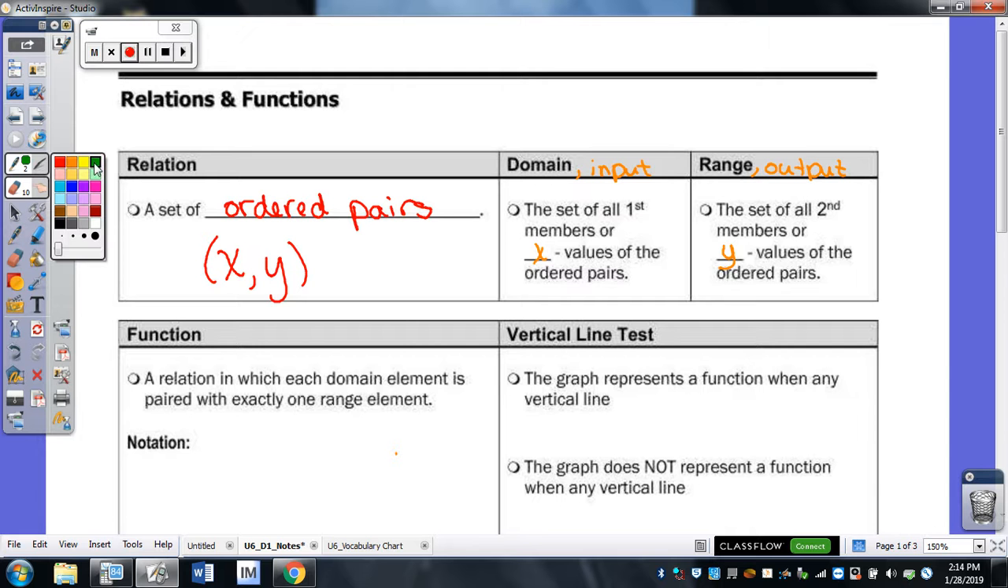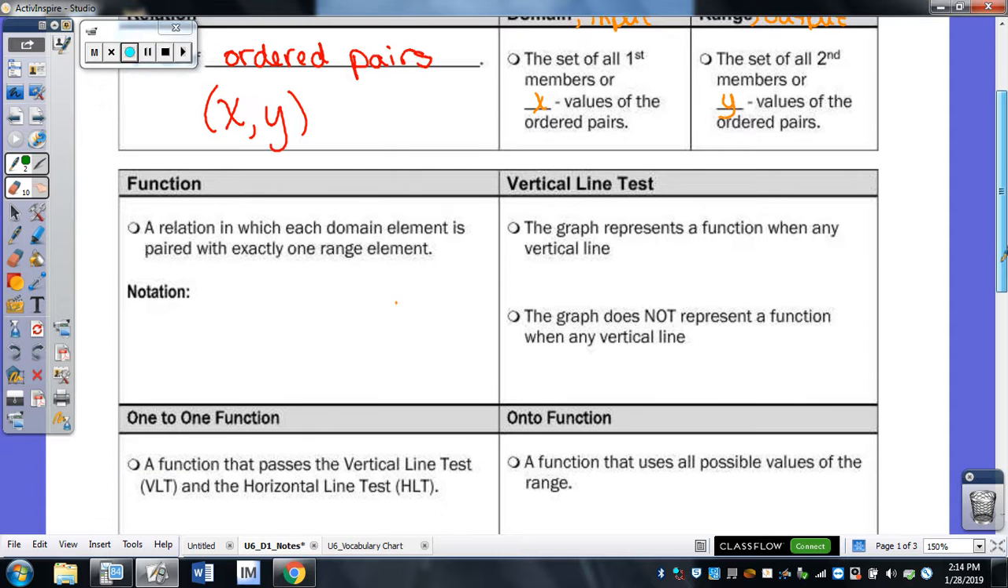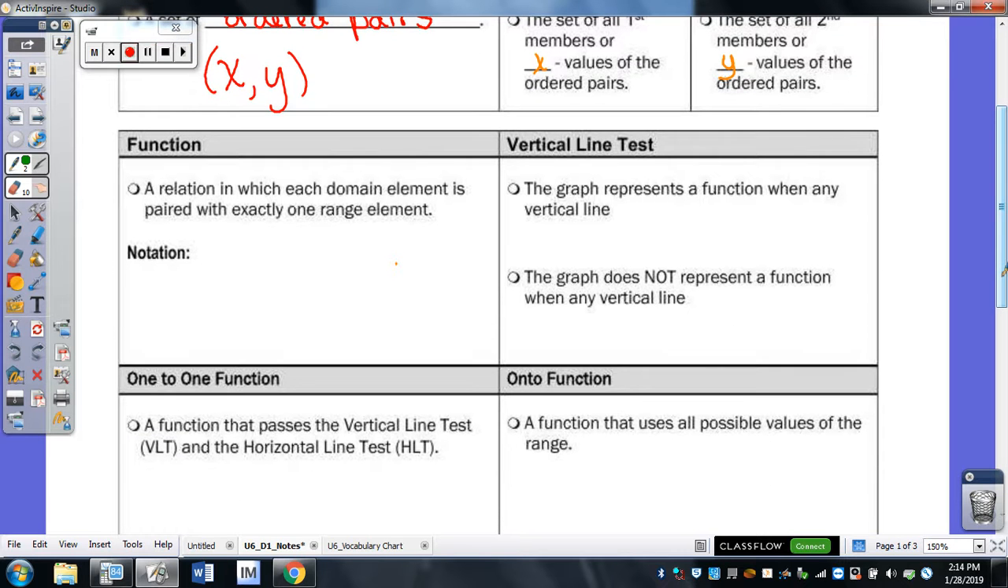So now some relations can be categorized a little bit more specifically. They can also be called a function. So a function is a relation in which each domain element is paired with exactly one range element. So what that is, simply put, is your domain cannot repeat. Anybody remember being told that at some point in time? Domain cannot repeat. If it does not repeat, that means it is a function. If you have a domain value that does repeat, then it is not a function.